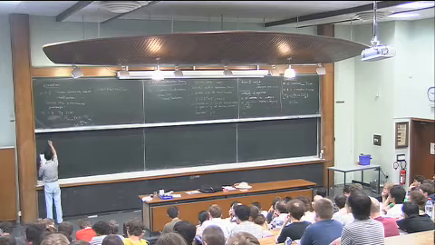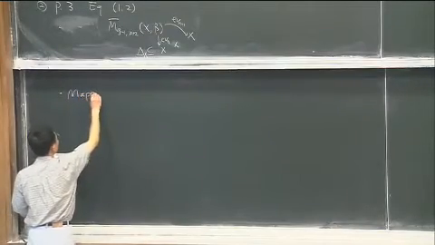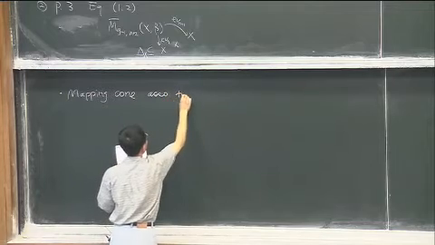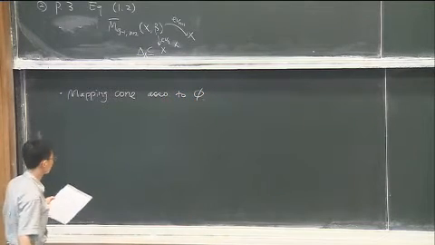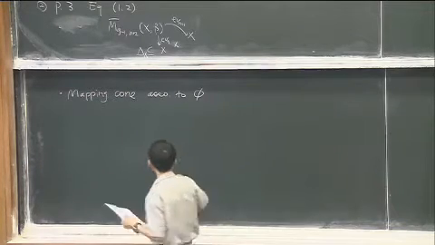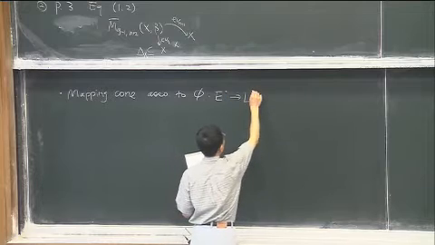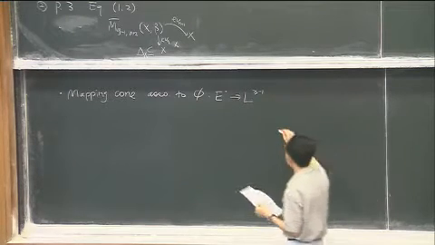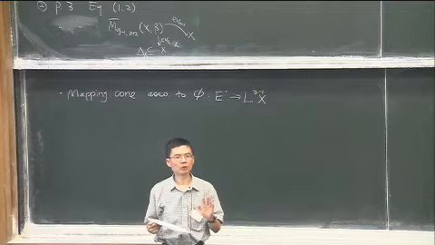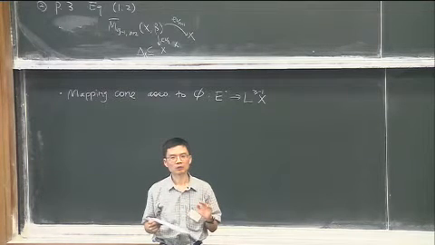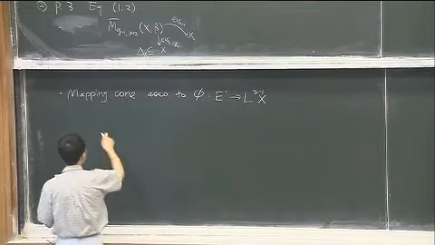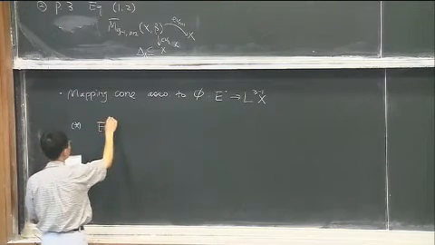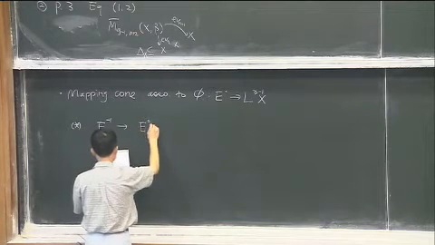First of all, you construct a mapping cone associated to the morphism of complexes. Are we all familiar with the mapping cone? Or are we okay with the mapping cone? All right. So the mapping cone of that, because it's just two terms, will be a three-term sequence going like this.